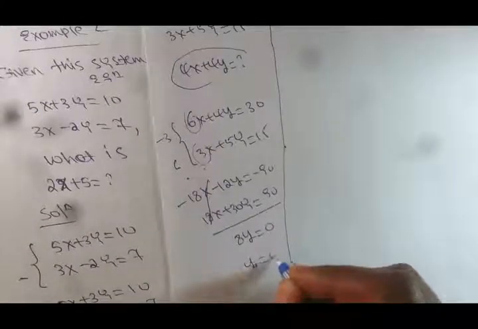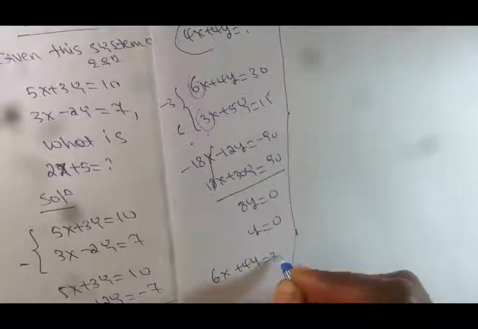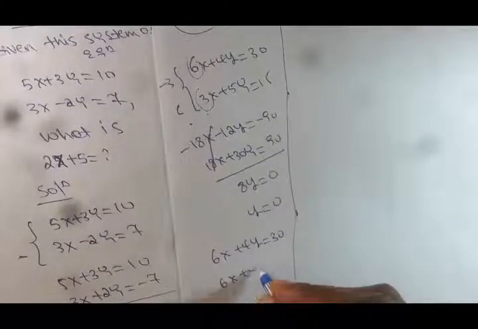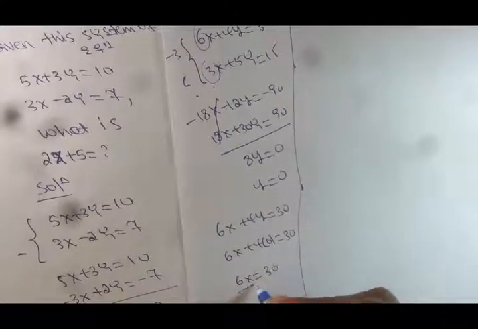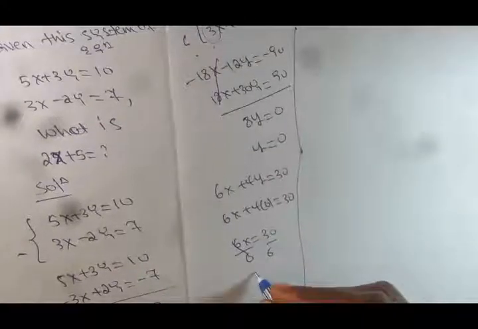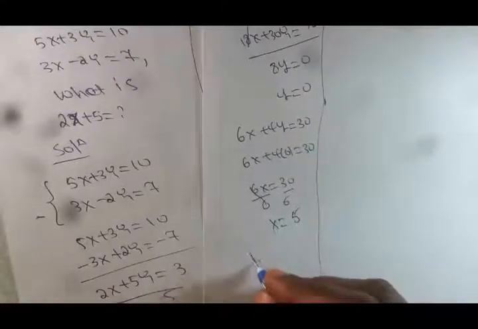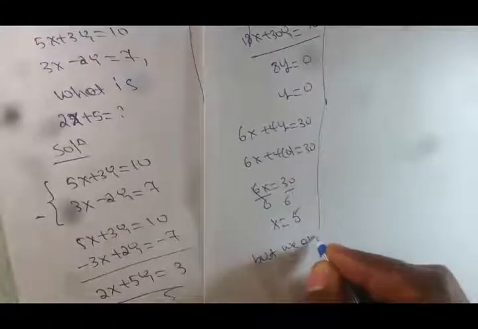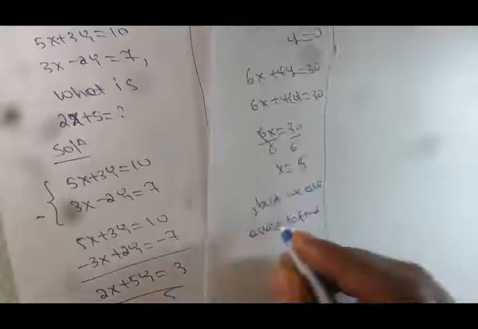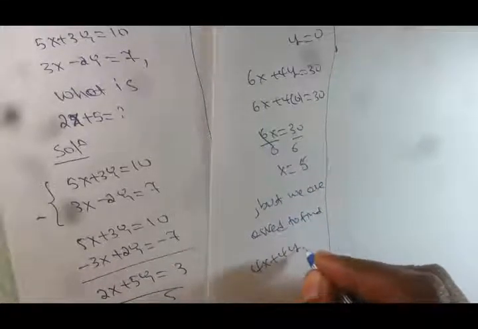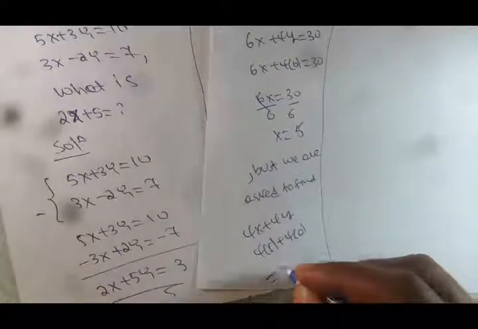Therefore the value of y will be 0, and you know that 6x plus 4 times y is equal to 30. 6x plus 4 times the value of y, 0, is equal to 30. Therefore 6x is equal to 30, divided by 6 over 6. The value of x is equal to 5. But we are asked to find 4 times x plus 4 times y. Therefore 4 times 5 plus 4 times 0 is equal to 20.